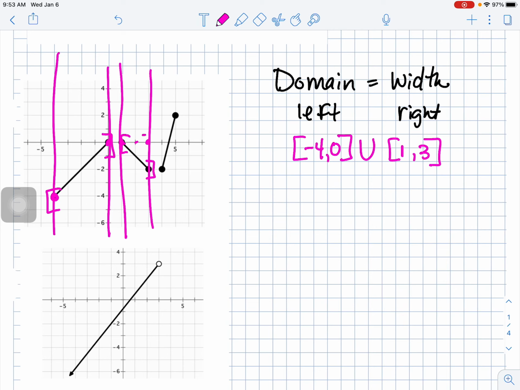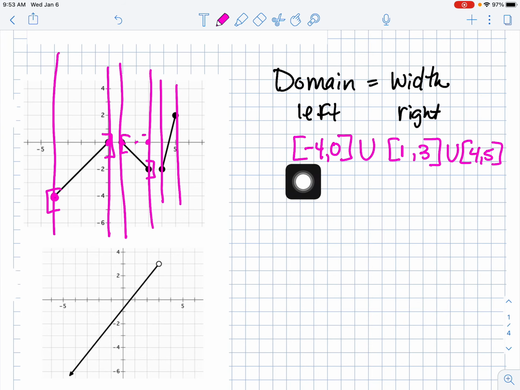And then I take another break, right? There's a space that's not included, so I put that U again. And then this last chunk goes from 4 to 5. So bracket, because it's both closed points, 4 to 5. So this is saying my domain is continuous between negative 4 and 0, and then it takes a break. And then it starts over again between 1 and 3, and then it takes a break, and then it starts over again between 4 and 5. In each of these points, it is closed circles because I used brackets each time.